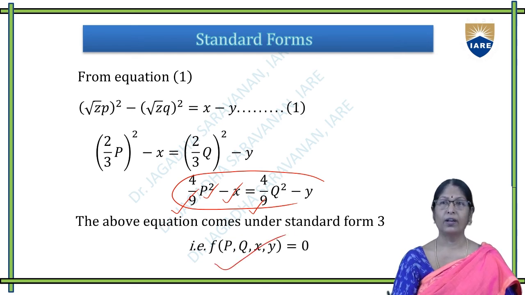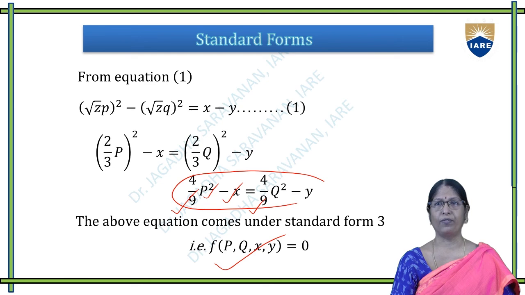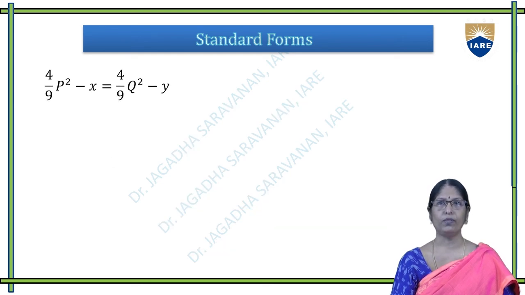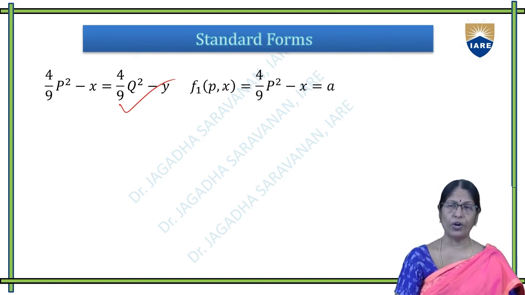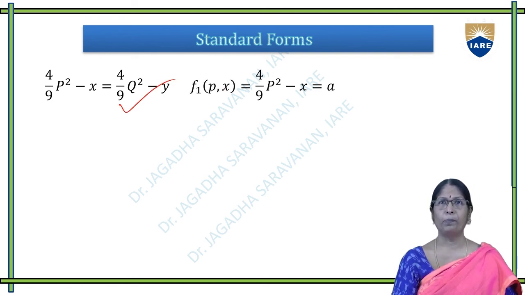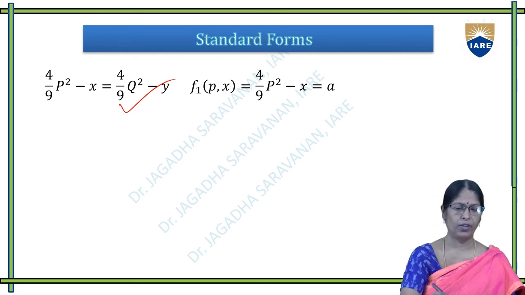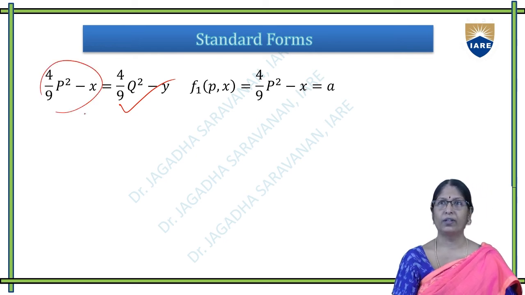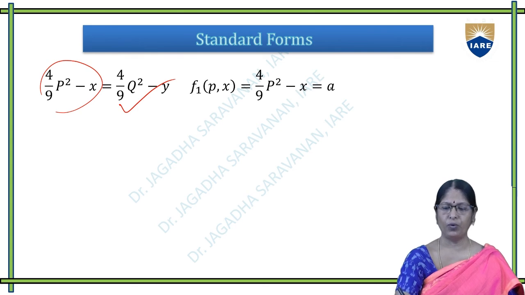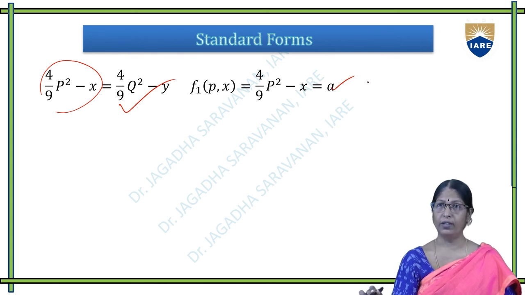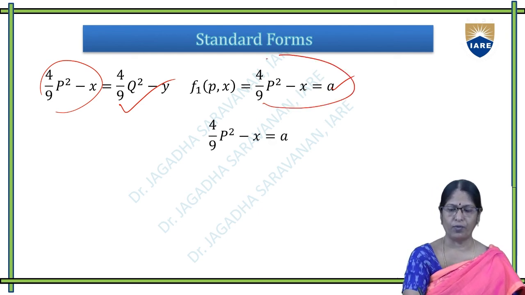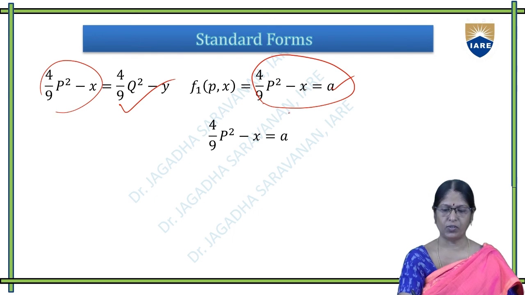Now, the function is defined as f of p, q, x, y equals 0. This is the last step we obtained. According to standard form 3, p, x and all should be grouped. Yes, we already grouped it. That should be equated to the value a. This is the step of standard form 3. Next, this we have written as it is. We just brought it here.